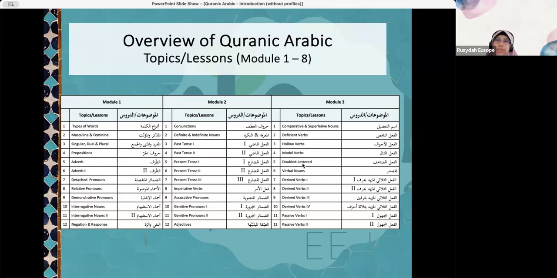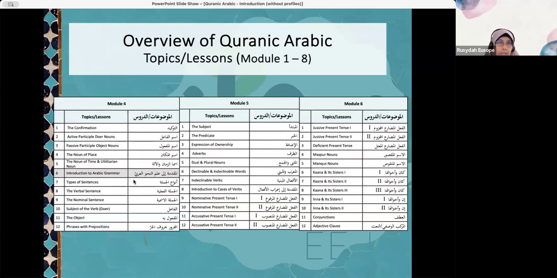What happens to the letter in the deficient verbs, for example, if one of the letters is missing or removed from the verb, what does it mean? Comparative, superlative nouns like akbar, for example. What are the patterns for isim tafdil, comparative, superlative nouns? Passive verbs, derived verbs. So this is the morphology level, and the topics will be up to module 4, lesson 5.